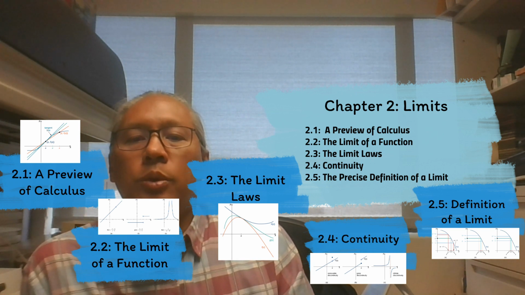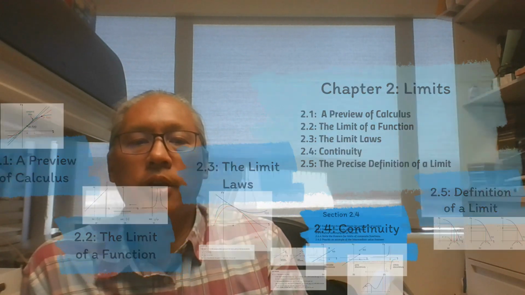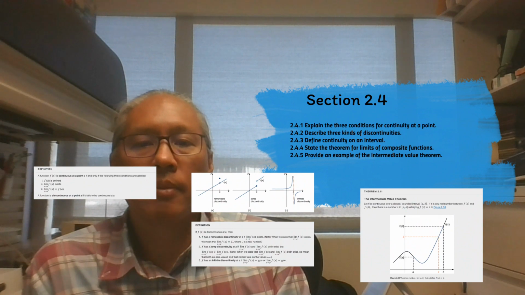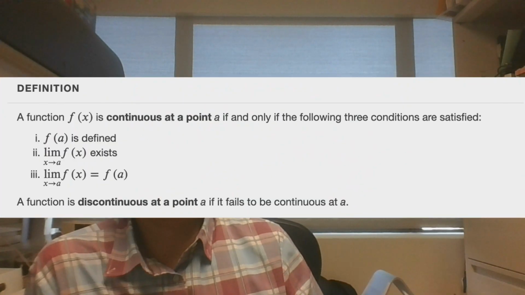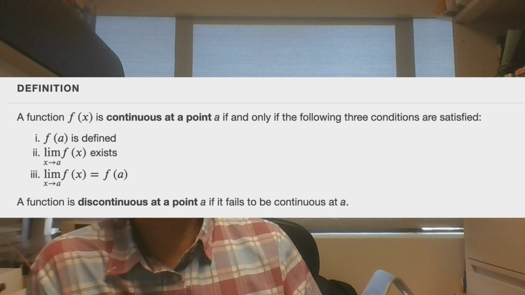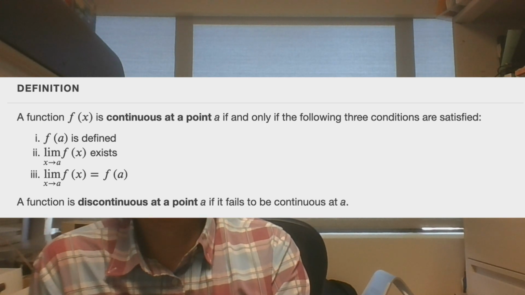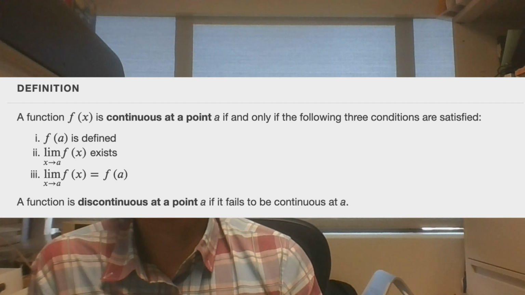In this video, we will be taking a look at an overview of section 2.4, Continuity. 2.4 begins with a set of criteria for us to find out whether a function is continuous or not.